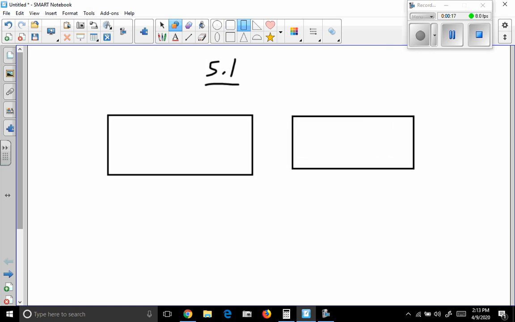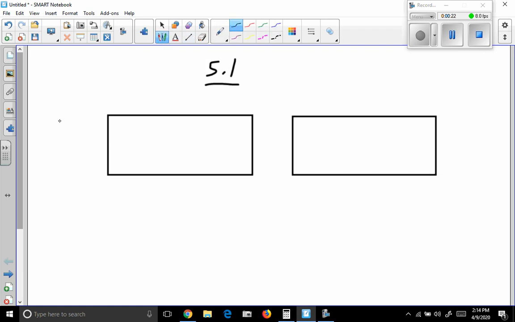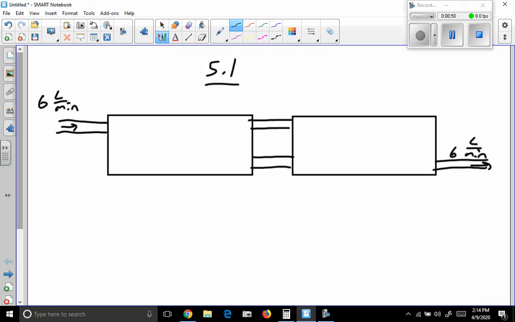We've looked at mixing problems in the past, but in our previous mixing problems, we had one tank and we had something flowing into that tank and something flowing out of that tank. But here we have two tanks, and the two tanks are connected. Something is going into the first tank and something is coming out of the second tank. So we have 6 liters per minute of water, and something is going out of the second tank at a rate of 6 liters per minute. That's going to maintain a constant volume in these two tanks combined.